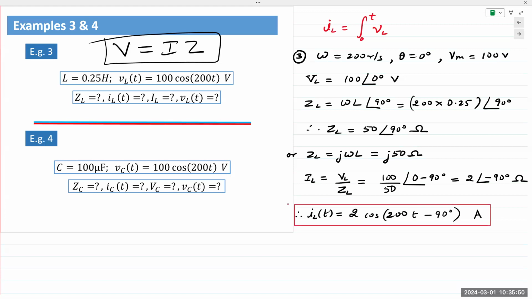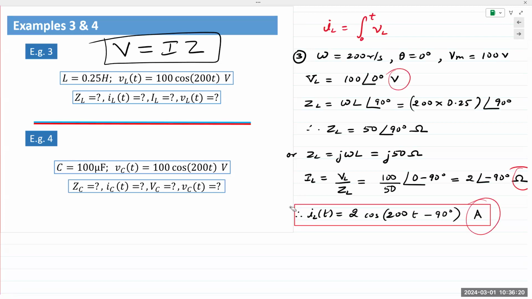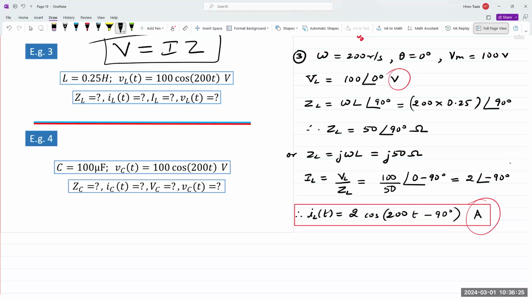Make sense? Okay. Magnitude 2, phase angle minus 90. So it simply becomes 2 cos 200t minus 90 degrees. Current, amperes. So the units for everything remains the same. Impedance remains ohms. Voltage is volts. Current is amps. Oh, here, sorry. I just got that. It should be amps.